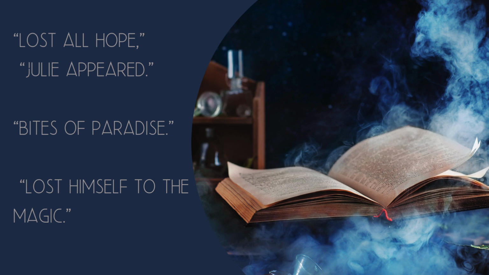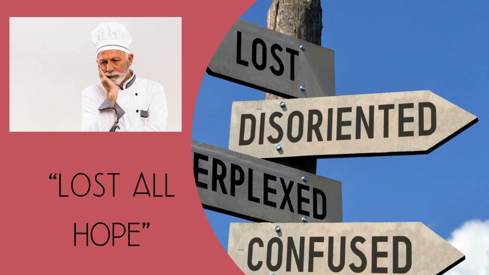Well, here's my choice of quotes that I think really convey what the writer is trying to say. Lost all hope, Julie appeared, bites of paradise, lost himself to the magic. If we explore this visually, if he is a chef who has lost all hope, and the whole context of the extract is about eating and food, then I would say that he's lost all hope as a chef. So would that mean that he's lost his inspiration, he no longer loves and is passionate about his job? That's kind of the lost all hope that I take from this text.